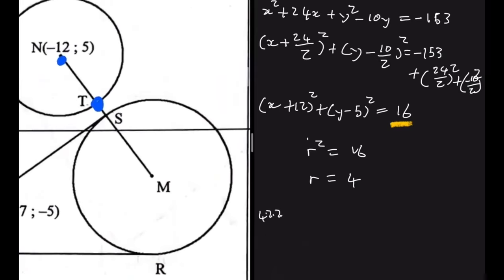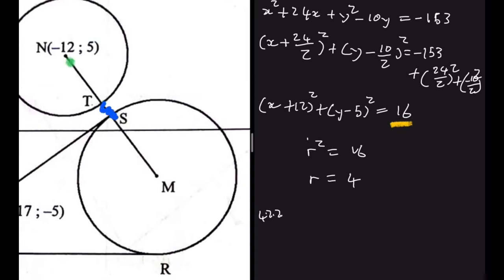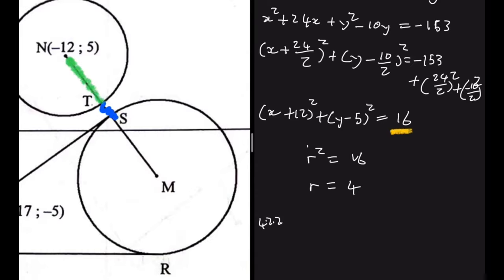Let's do some analysis so that we can see what is happening. TS is this distance here between the two circles, right? What we have is the radius of the smaller circle and the radius of the bigger circle, right? So we can find the length of NM. If we find the length of NM, then we're going to subtract the radius of the smaller circle and the radius of the bigger circle to find TS. So let's go ahead and do that.